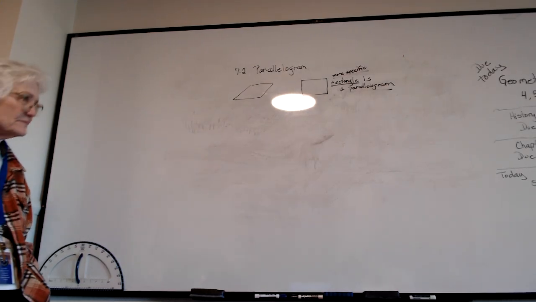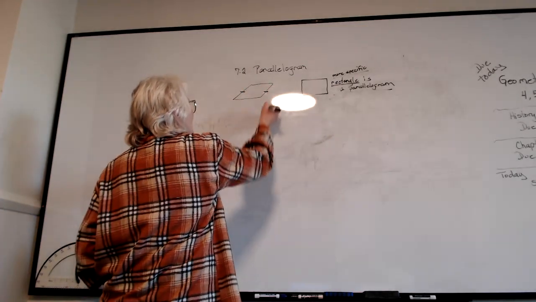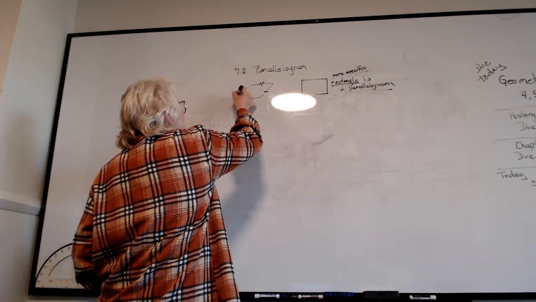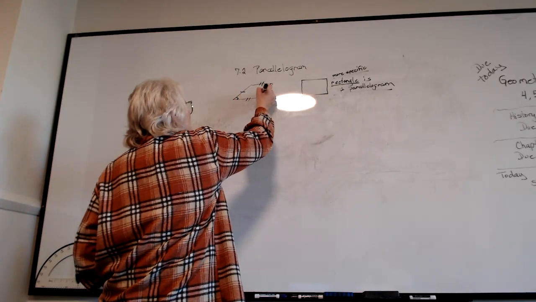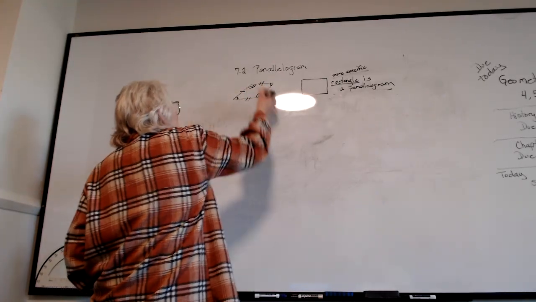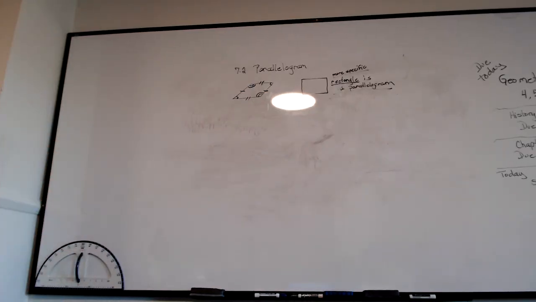Okay. So we already know that opposite sides are the same. We know that opposite angles are the same. So that's what's true in a parallelogram. We know that they are all the same.